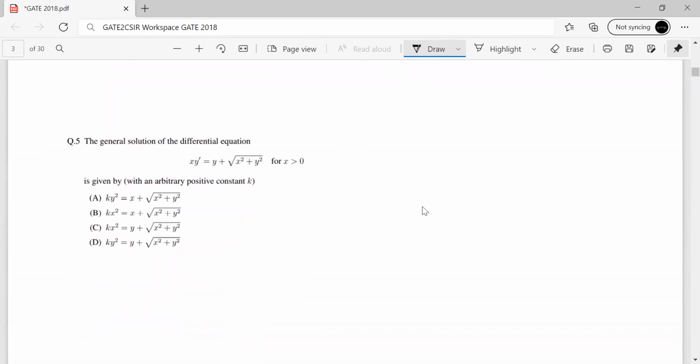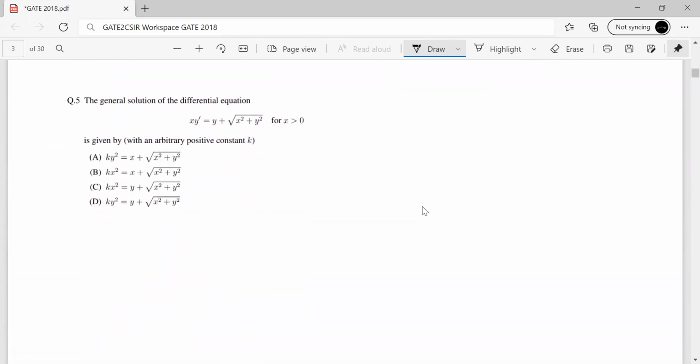Yeah, now consider this one. You are given to solve the general solution of this differential equation. So let's consider this differential equation and solve it here. It's quite easy. You are given that x y dash equals y plus under root x square plus y square. Can I divide by x? And that gives me y dash equals y over x plus under root x square plus y square, and since this x I'm taking inside, it will be x square.